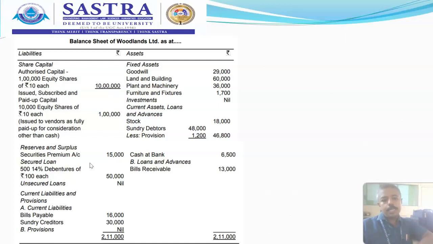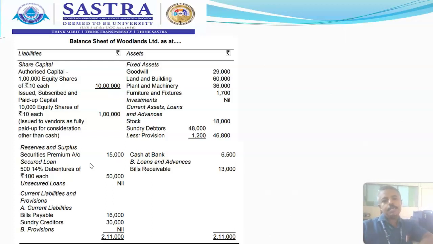Next, land and building. Here, the revised value we need to post. Already the face value is there, and there is an appreciation. The appreciated value has to be written. Then, plant and machinery, rupees 36,000, the revised value. Furniture and fixtures, rupees 1,700, that is also a revised value. Investments, there are no investments available.